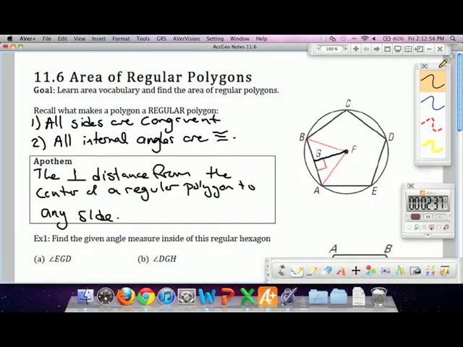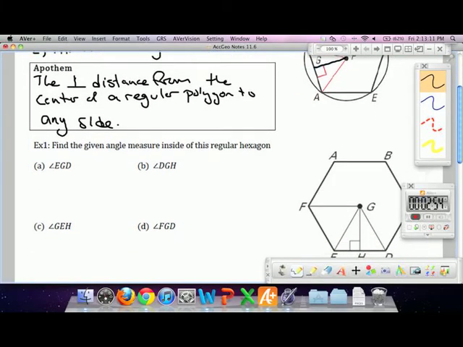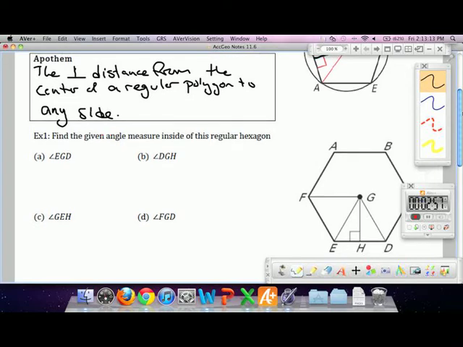Before we jump into finding areas of these things, I want to get a refresher of taking advantage of specifically this second idea, that all internal angles are congruent, and look at this hexagon I've got drawn here, and find some angle measures based off of this fact. So, for example, what's the angle measure of EGD in here?